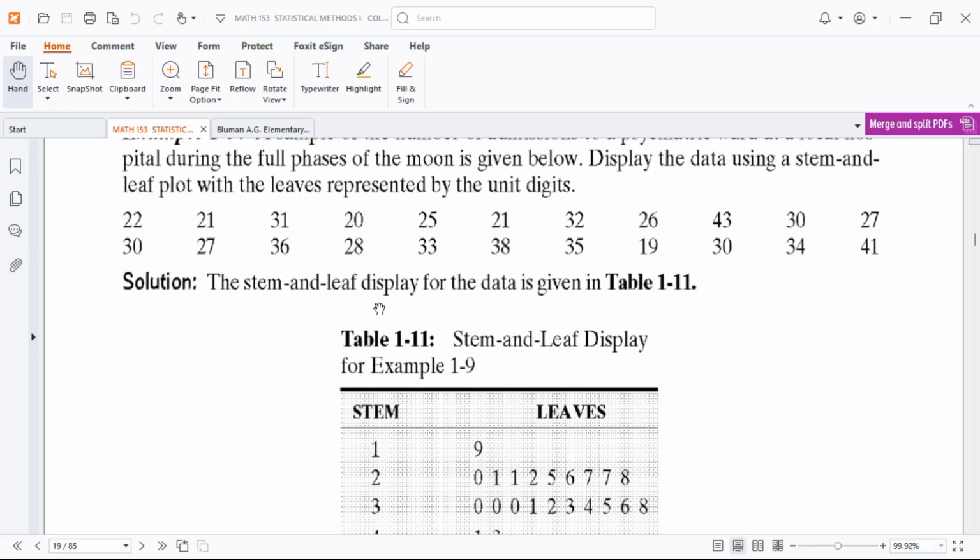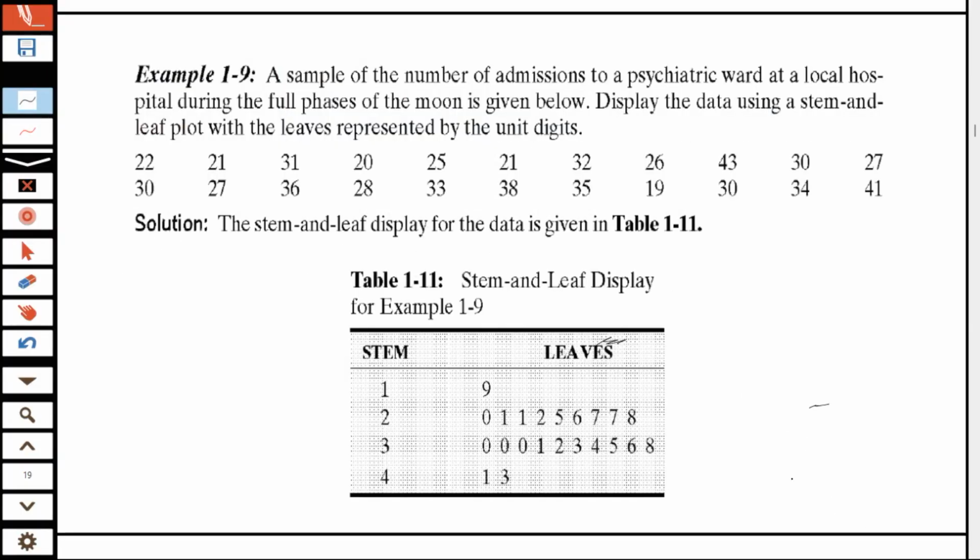So what you are going to do here, for it to be very simple for you, is to first arrange them in order. So first, we are going to locate the smallest number and then the highest number. Let's look through carefully to get our smallest number.